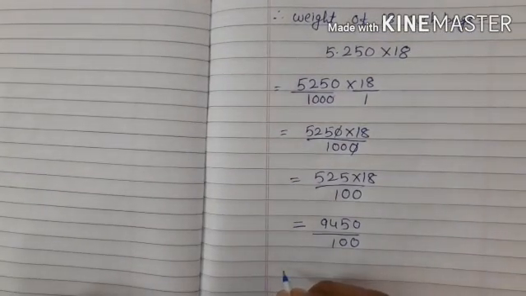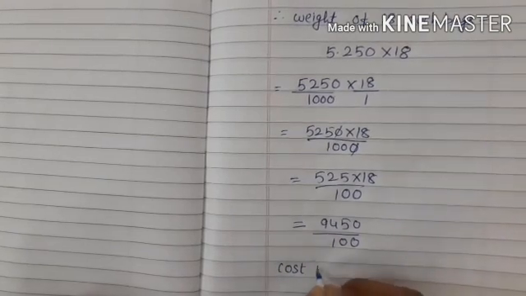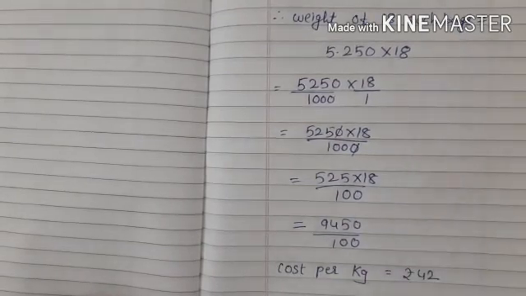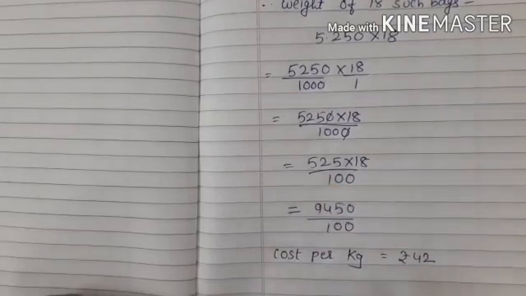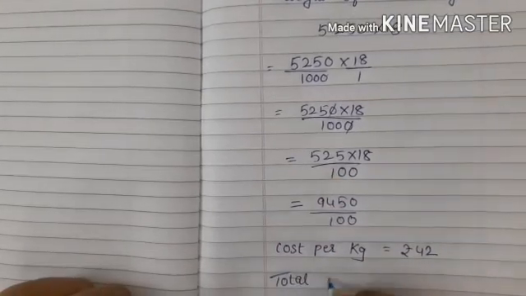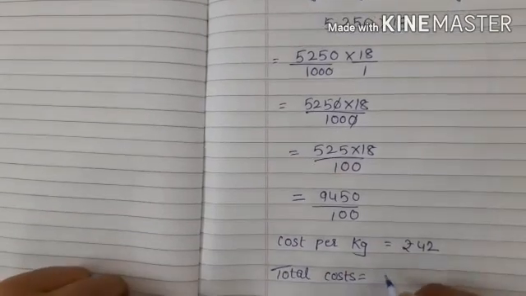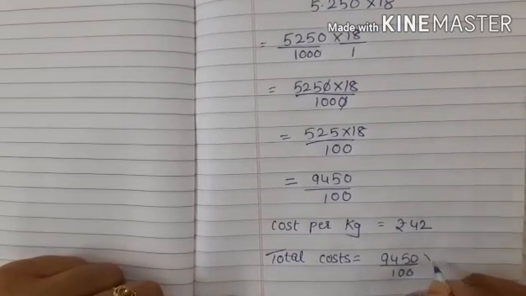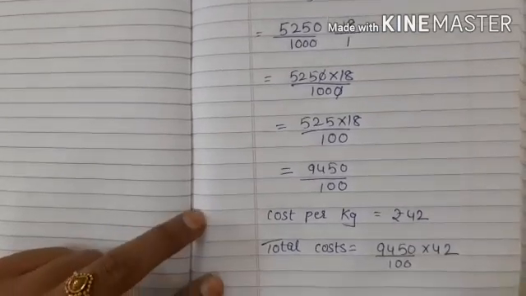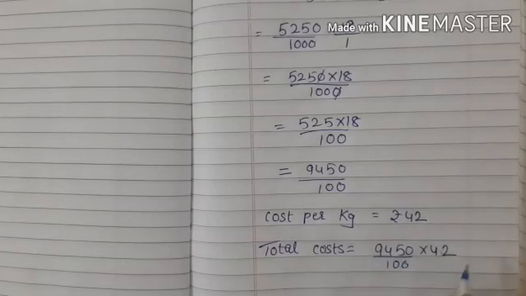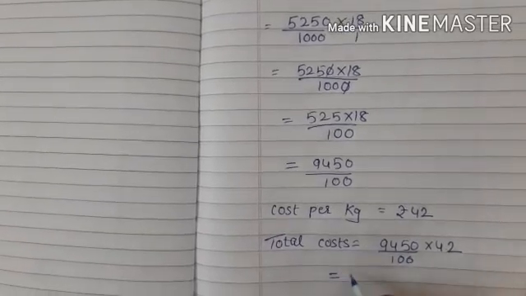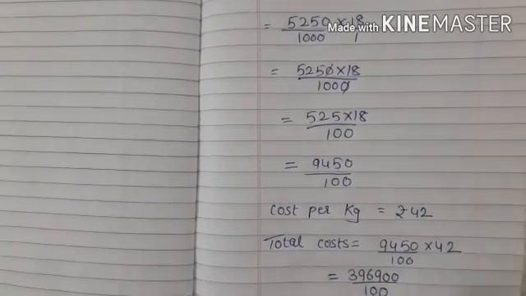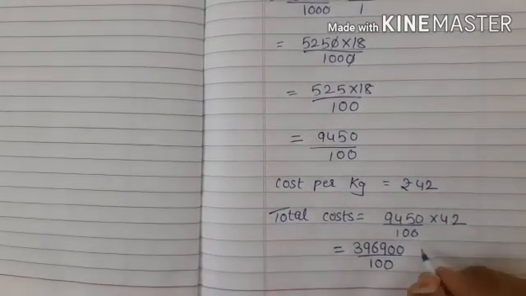Now you have to find the cost also. So here what is the cost per kg? The cost per kg is equals to rupees 42. So we are having this much kg. So we will find the total cost is equals to 9450 upon 100 multiplied by 42. Now you have to multiply and you have to find the answer here. So here your answer is 396900 upon 100. Now upon 100 means after 2 place you have to put decimal point.